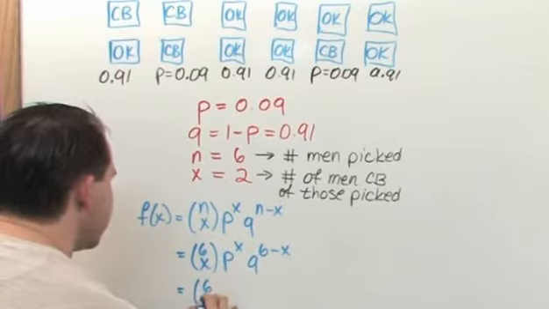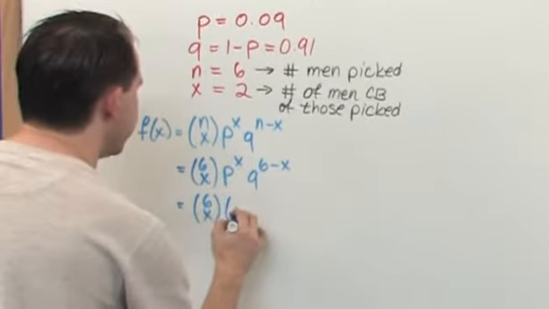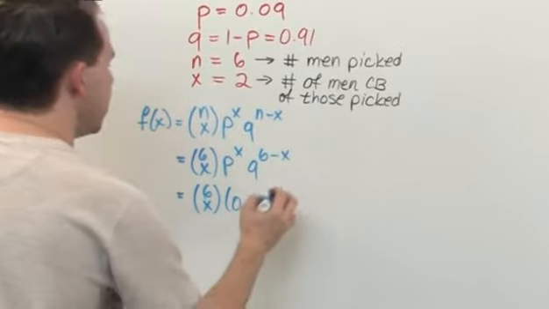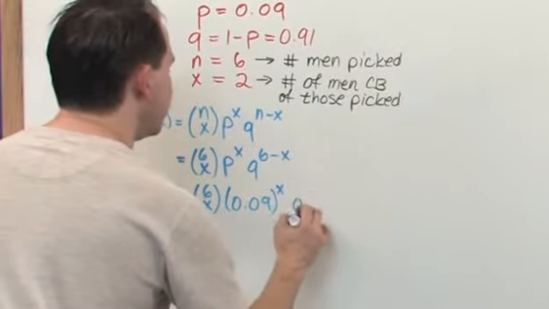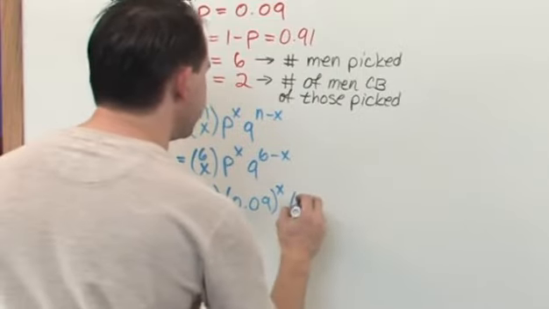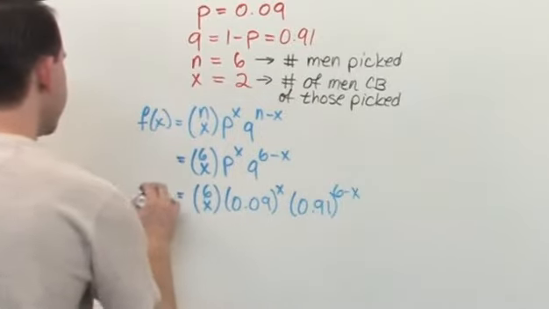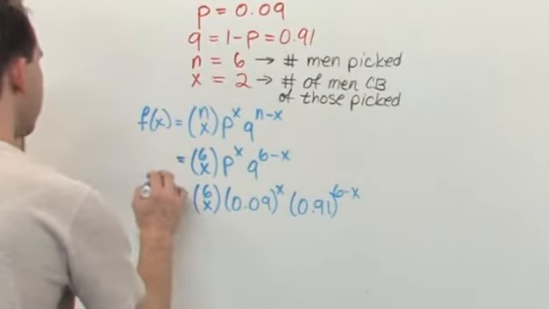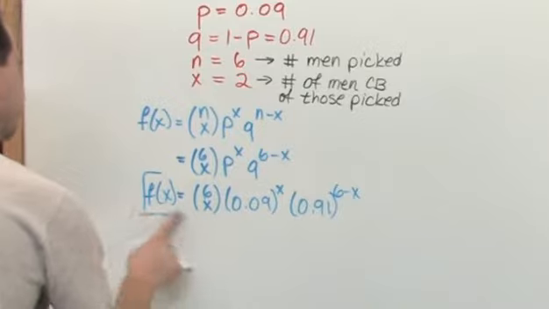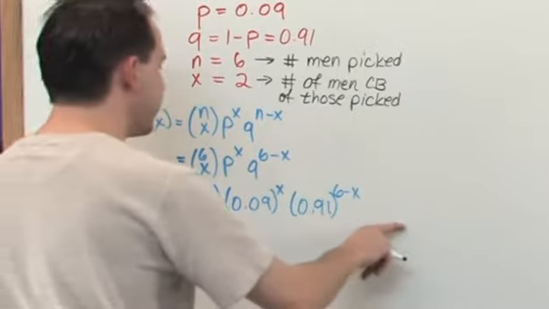So if I just leave it in terms of x, p, we know the probability of being colorblind is 0.09 raised to the x power. Q we also know is 0.91 raised to the 6 minus x power. This is what you would write down as the binomial probability distribution of this function. It's not the answer because we haven't calculated any probability yet, but this is the binomial probability distribution.